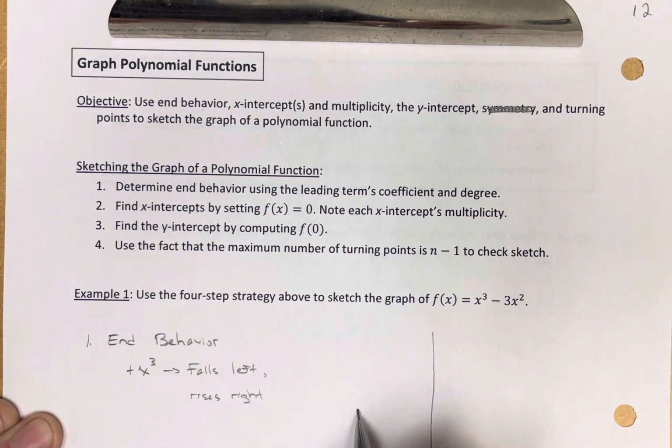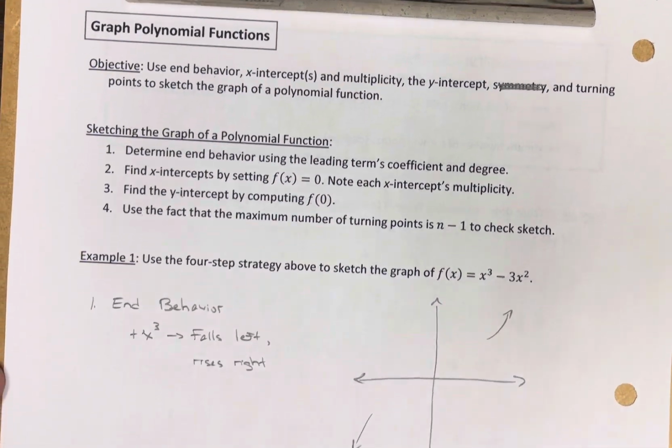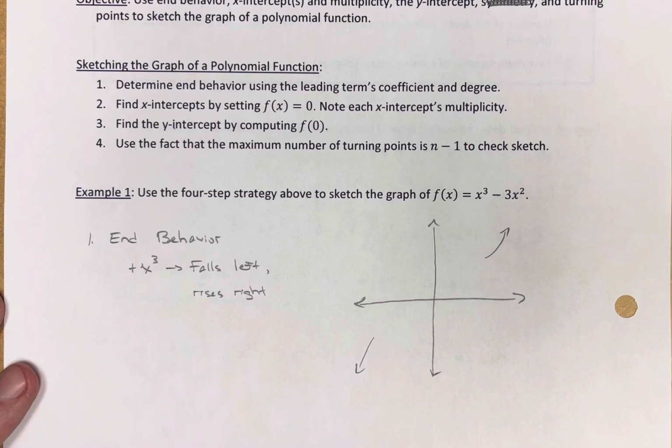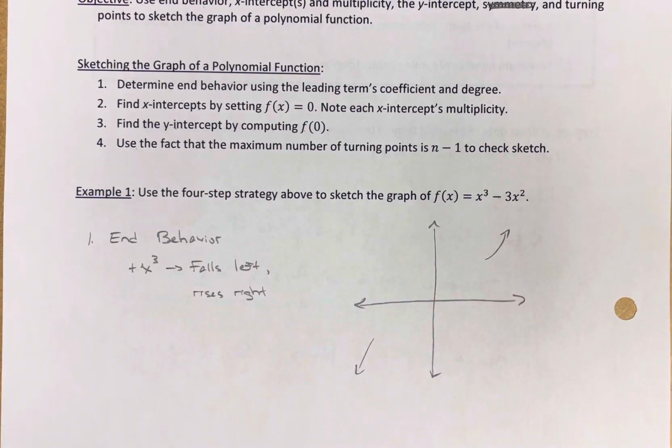We'll take a graph, and what do we know about the end behavior? There's our x-axis and our y-axis. It falls to the left and it rises to the right. That's good enough. It falls to the left and it rises to the right somewhere. I don't really know where, but we'll put it there.